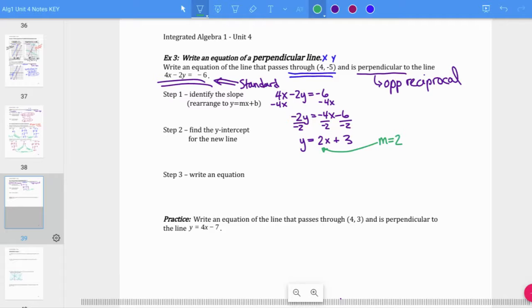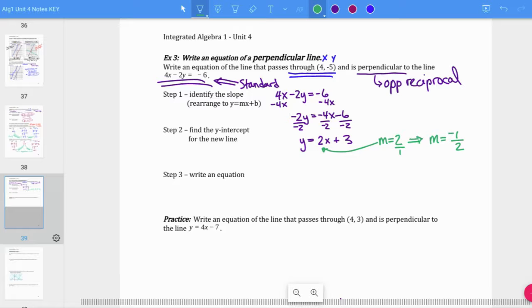But I want to be perpendicular to that line, so I don't want the same slope. I need to change this to its opposite reciprocal. I want a slope of the opposite, meaning it needs to be negative. And reciprocal means I flip that fraction over. So I'm going to have a slope of negative 1/2.